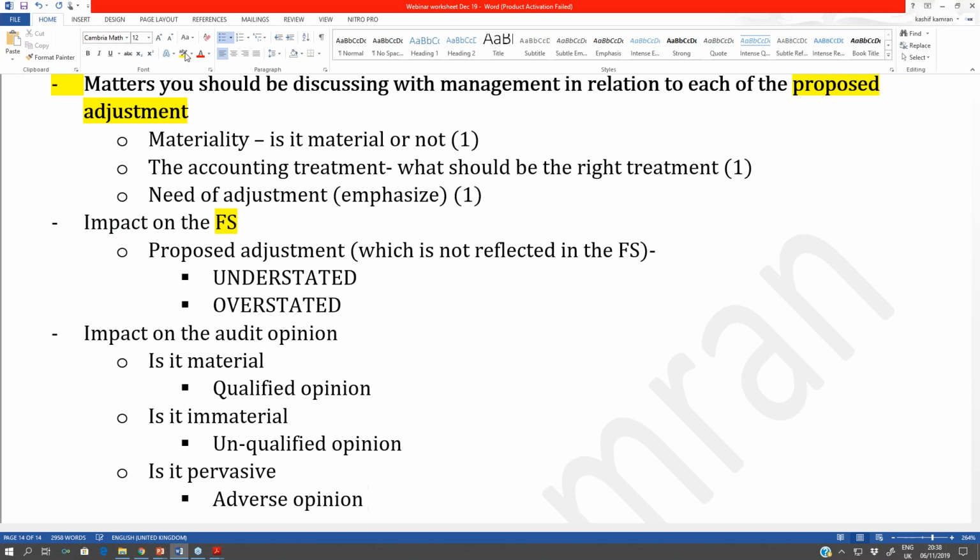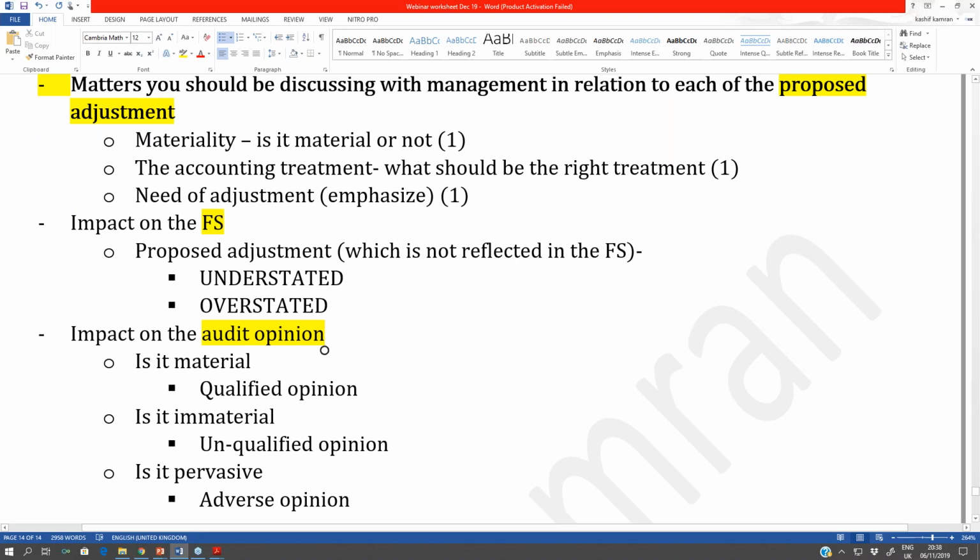But the examiner is asking us the impact on the audit opinion. What will be the impact on the audit opinion? So you need to read the case and you need to think about the impact. It has to be one of them, either unqualified, adverse, or qualified.